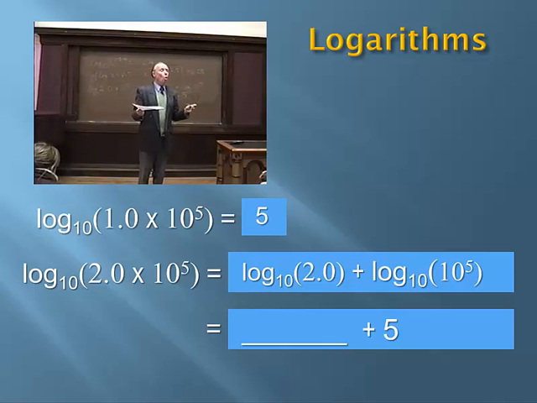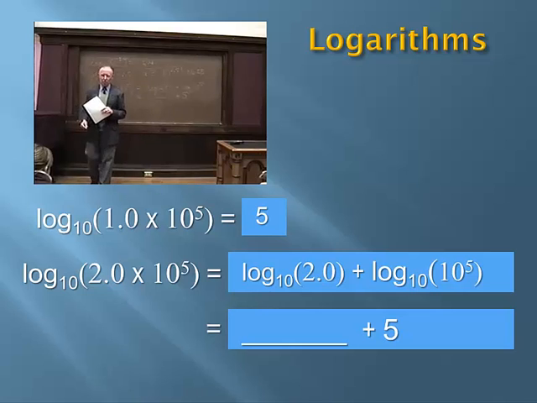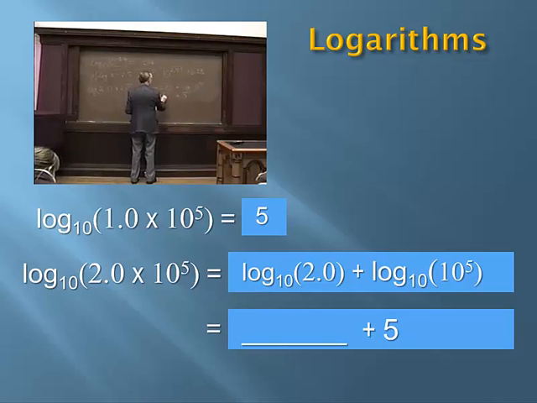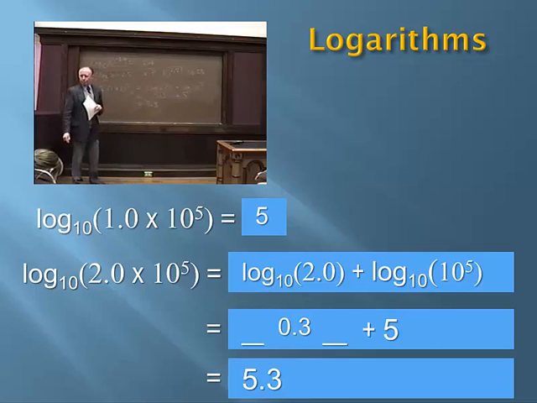What's the logarithm of 1? 0. Okay. What's the logarithm of 10? 1. 2 is somewhere between 1 and 10, isn't it? So the logarithm of 2 is going to be somewhere between 0 and 1. Right? So this is going to be some number between 0 and 1. Somebody tell me what the logarithm of 2 is. 0.3, roughly. Okay, so 0.3 plus 5. So the logarithm is going to be 5.3.